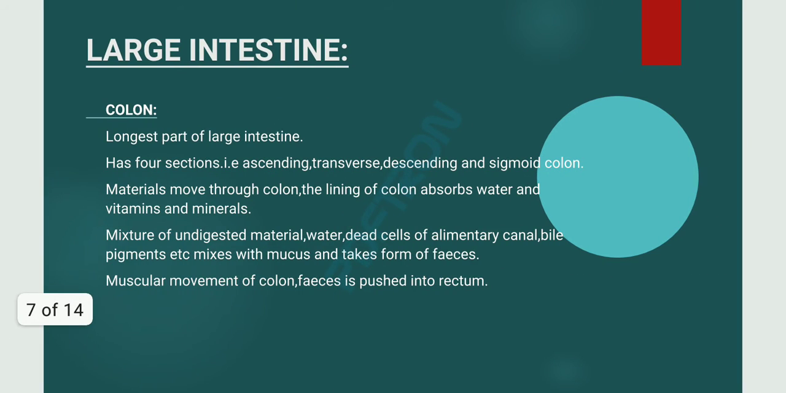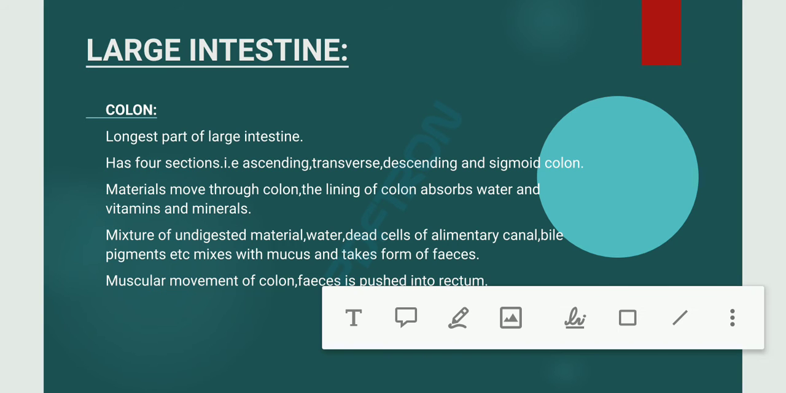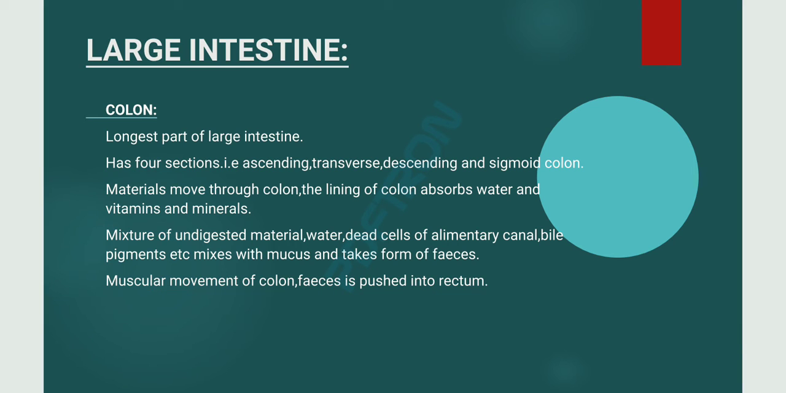Colon. The colon is basically the longest part of the large intestine. The colon has 4 sections: ascending, transverse, descending and sigmoid colon. Materials move through the colon. The lining of the colon absorbs water, vitamins and minerals from food.